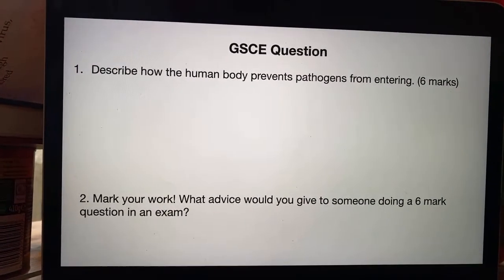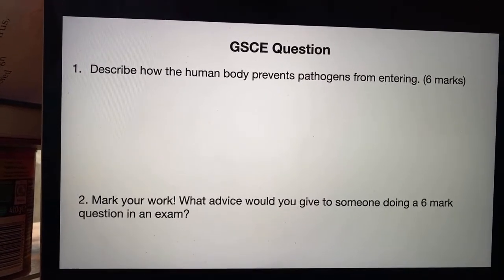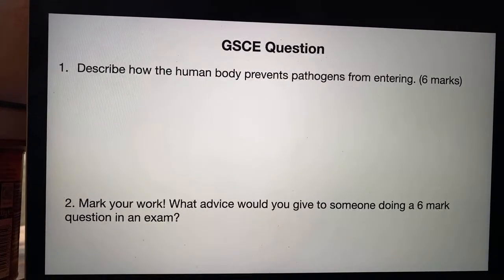Anyway, how do we go at this GCSE question? This is a good one, we don't usually do these. It's 1 sentence and you get 6 marks, so have a look. Describe how the human body prevents pathogens from entering. And you get 6 marks.